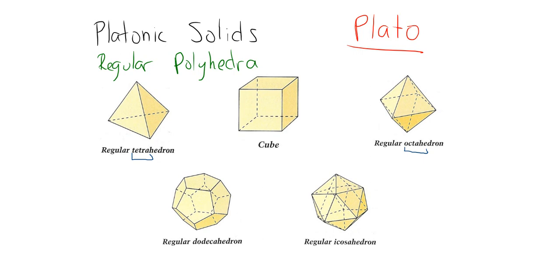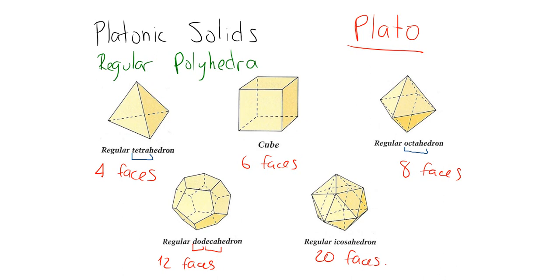So a tetrahedron is a regular polyhedron that has four faces. A cube has six faces. An octahedron has eight faces. Dodecahedron, do means 2, deca means 10, so this one has 12 faces, and the icosahedron has 20 faces. Okay, up until there we're good, right?